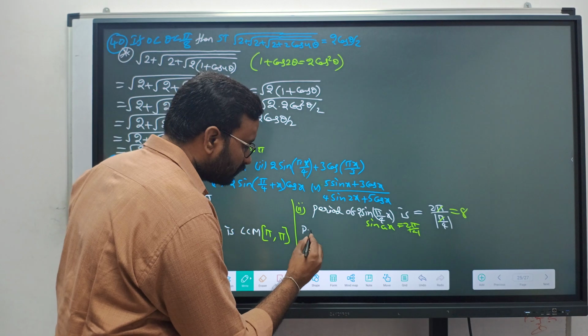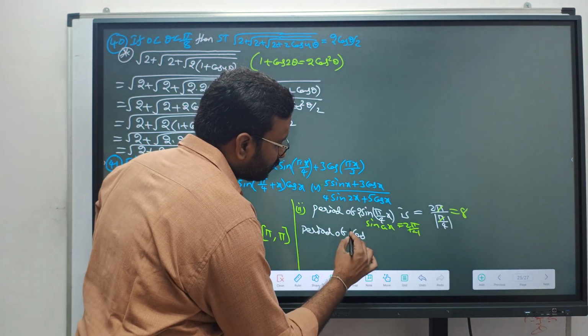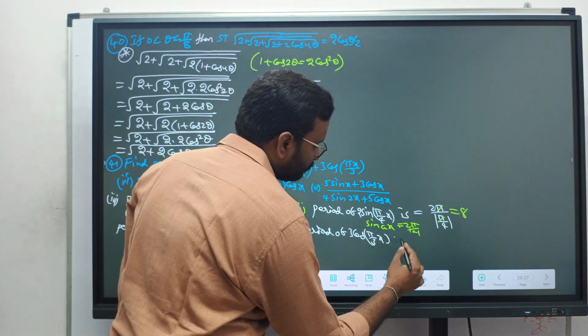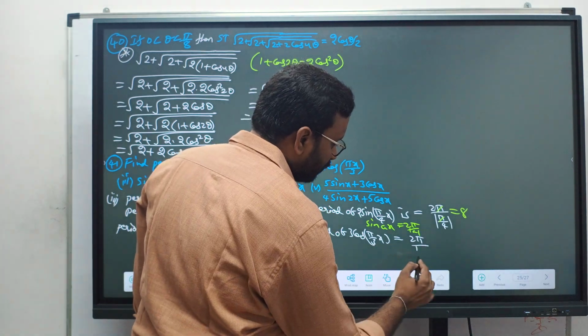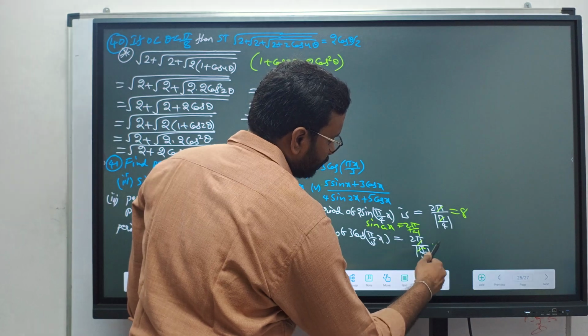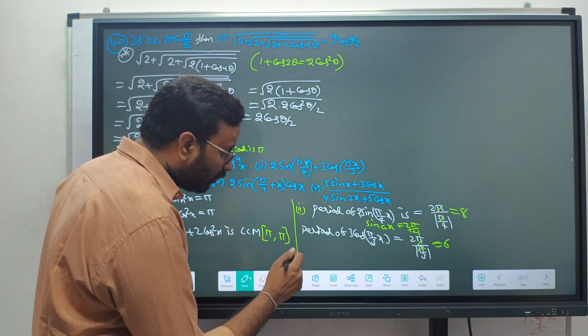Now, the period of cos, so 3 is there, 3 cos(pi/3 x). What is it? 2 pi by mod a, mod a means mod pi by 3. Pi cancels, 2 times 3 gives 6. 6 is the period of which function? The second function.